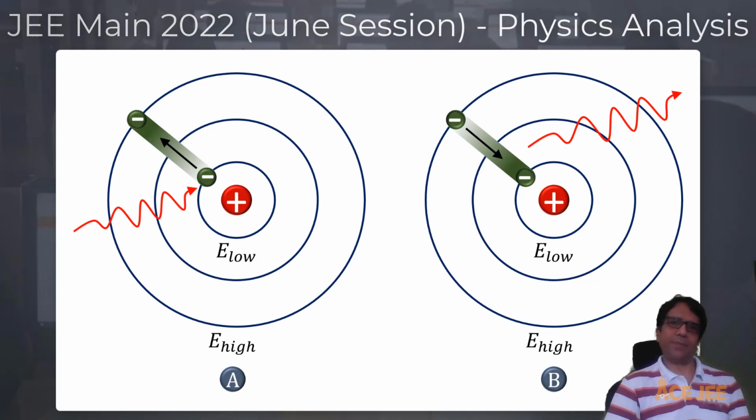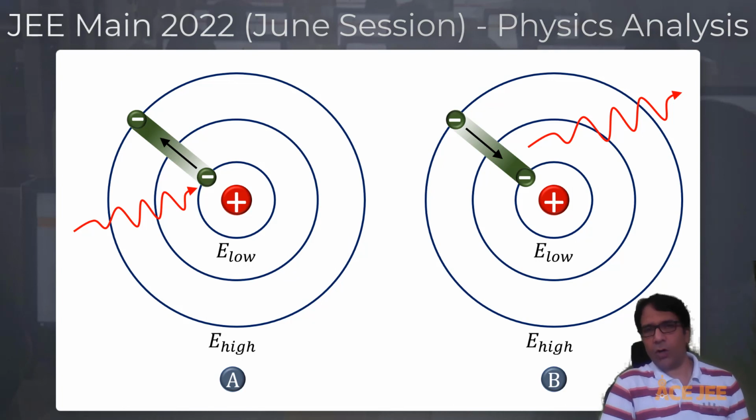And then you had a couple of questions wherein you had the electron in the hydrogen or hydrogen-like atom jump from one orbit to the other. As a result, you had a photon emitted or photon absorbed, depending on which way the transition is happening, and you had to use that information to determine the unknown.